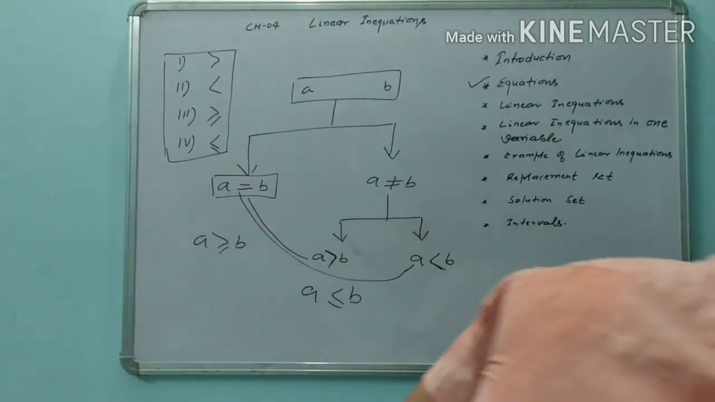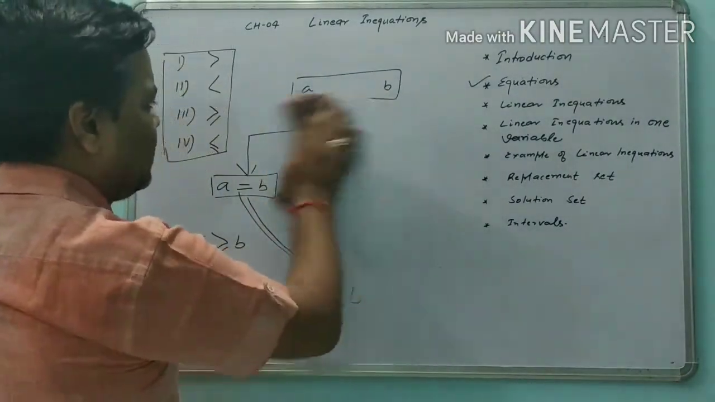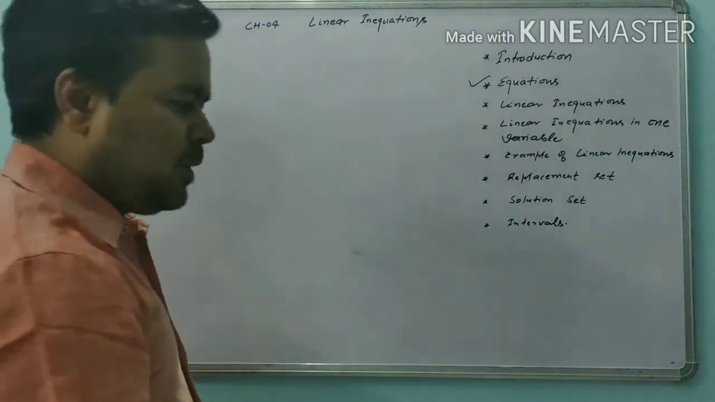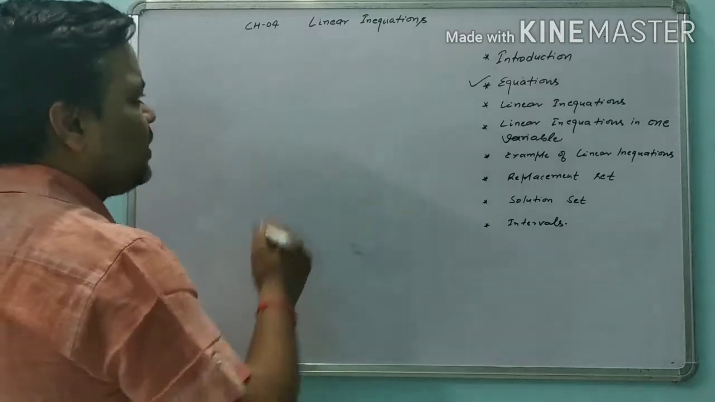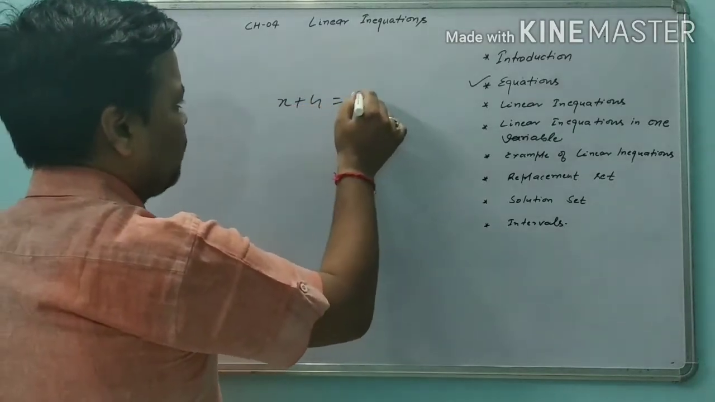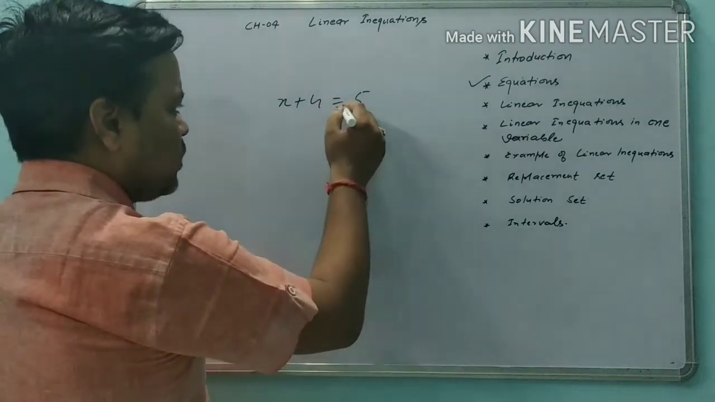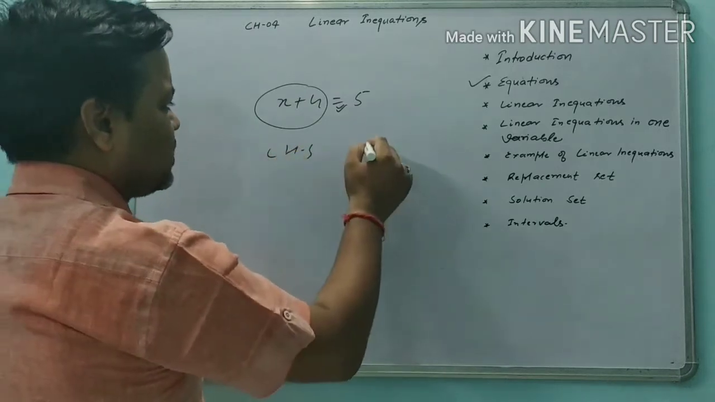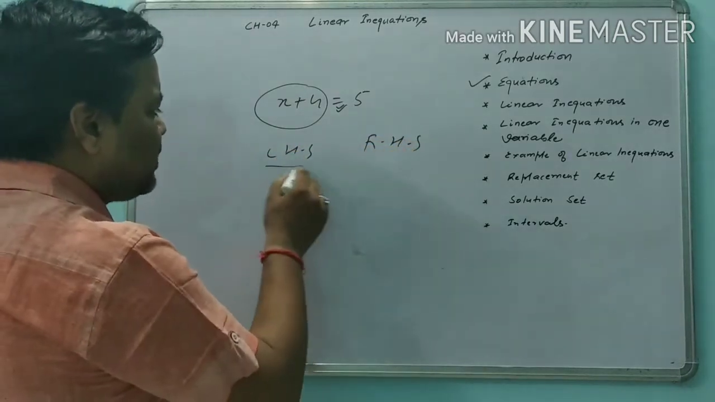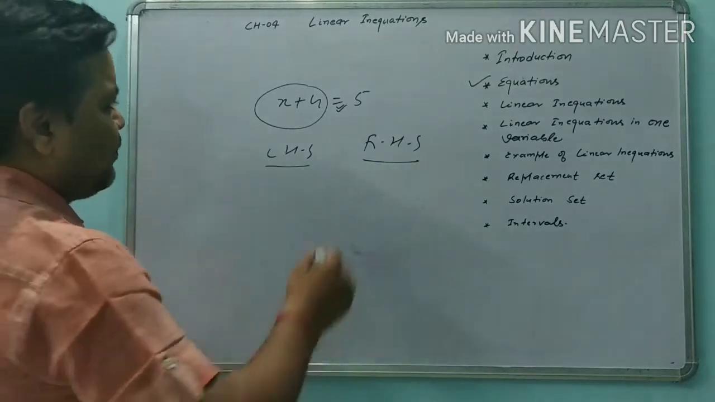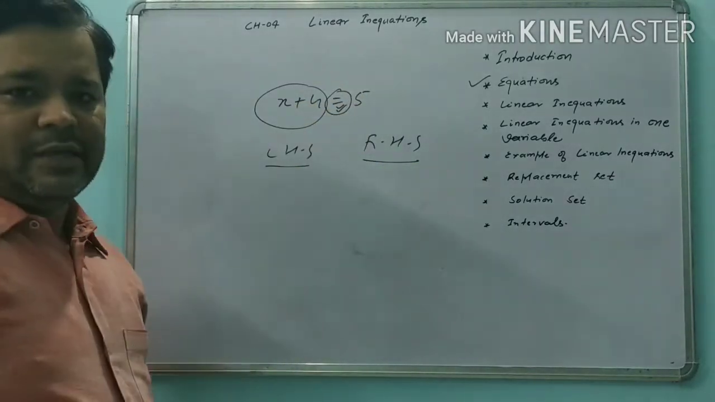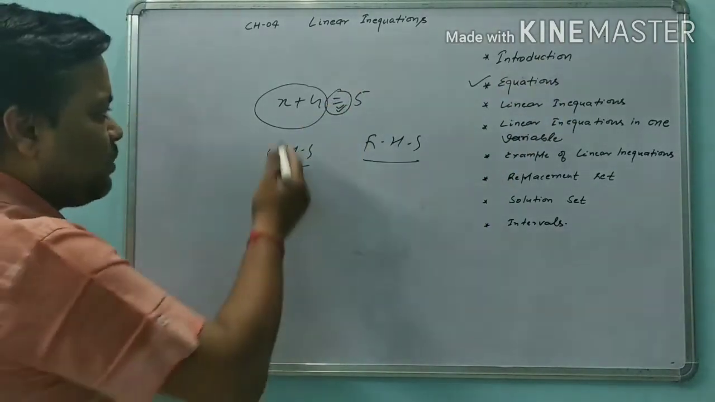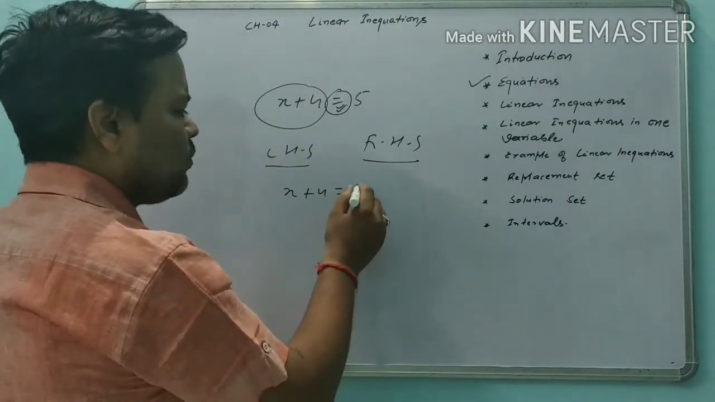What is an equation? In an equation we must have the symbol of equality. Just like if we write x plus 4 is equal to 5, here we have the equal to condition. This part is called the left hand side and this is called the right hand side. It means the left hand side and right hand side are connected by the symbol equal to. An example of this is x plus 4 is equal to 5.